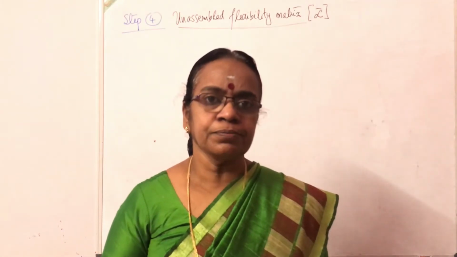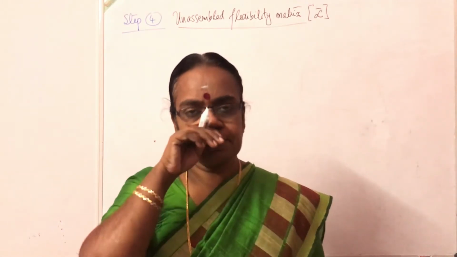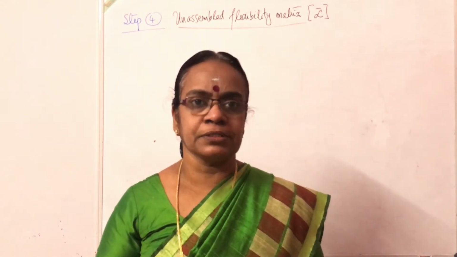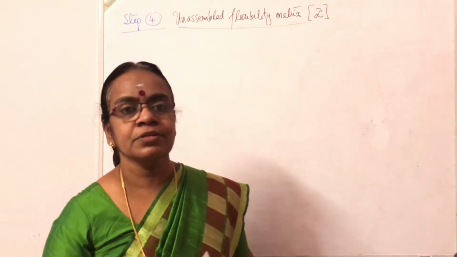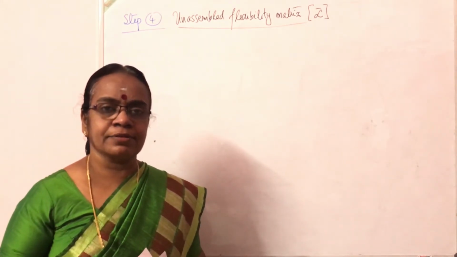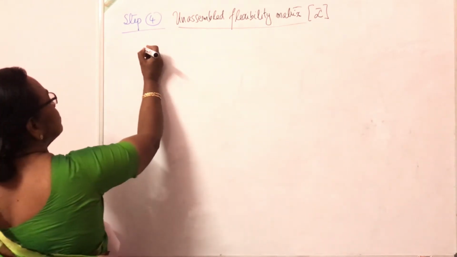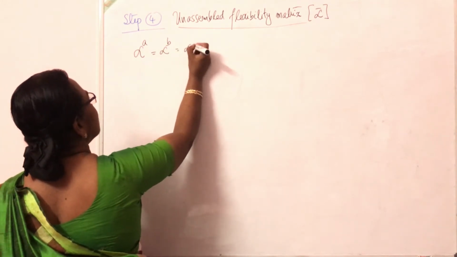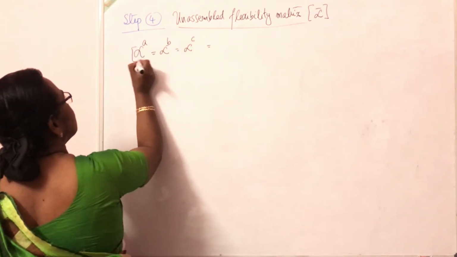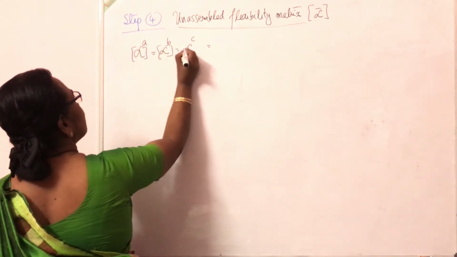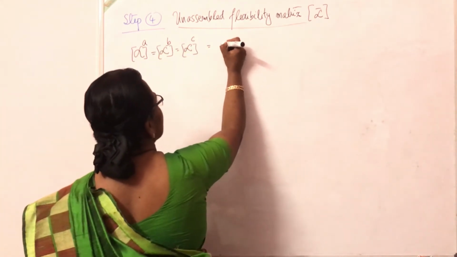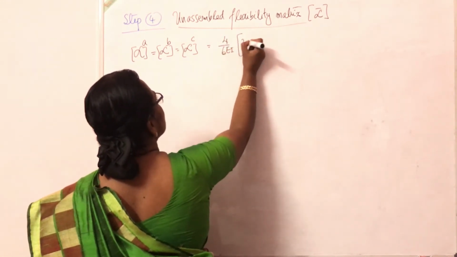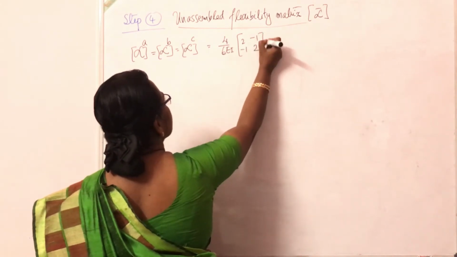So next is step 4, unassembled flexibility matrix. The unassembled flexibility matrix is a diagonal arrangement of element flexibility matrices. Here there are 3 elements. All the 3 elements are of the same length and same moment of inertia. So the element flexibility matrix for element A, element B and element C is L by 6 EI, where L is 4, so 4 by 6 EI times 2, minus 1, minus 1, 2.